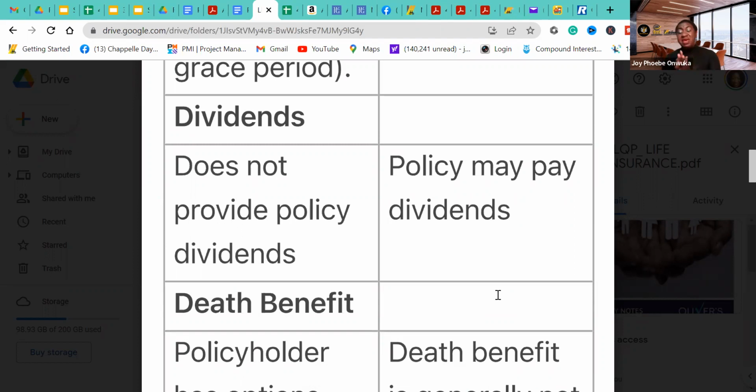The reason why we say may is because even though it's a participating policy, they can only pay if there is an excess amount. You get it?